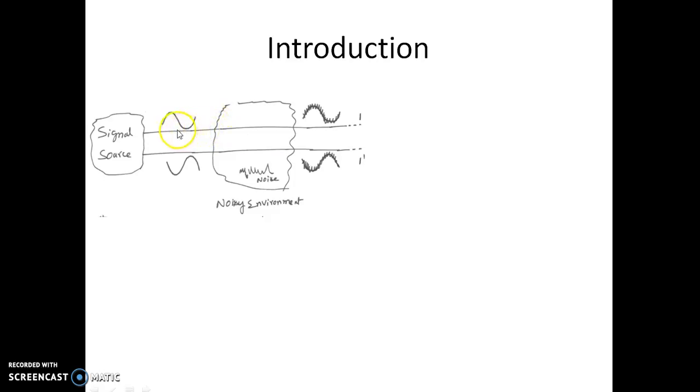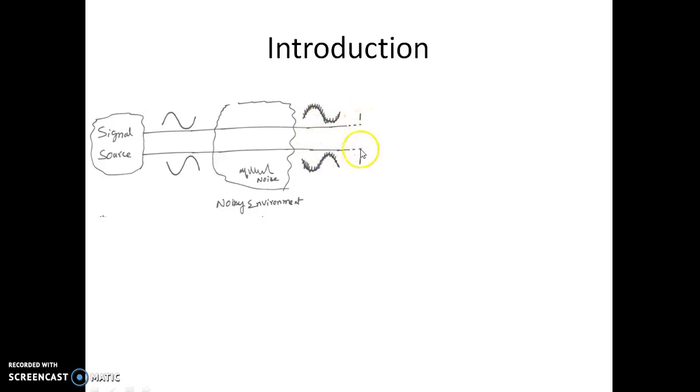Assume that the wire carrying the signal is passed through a noisy environment, which has noise. Since these two wires are close to each other, this noise will couple to both the wires in equal amounts. So when the wires pass through a noisy environment, at the output we have a signal along with noise. The noise is equally affecting both the lines of a two-wire system.